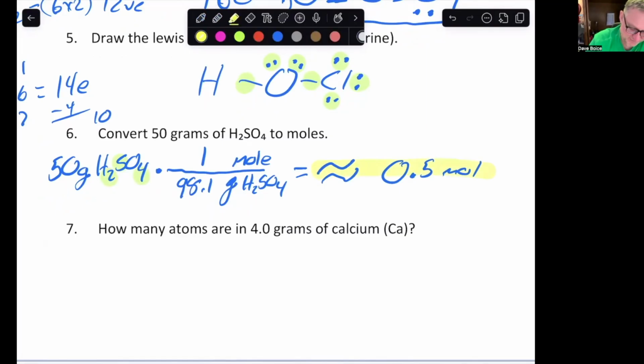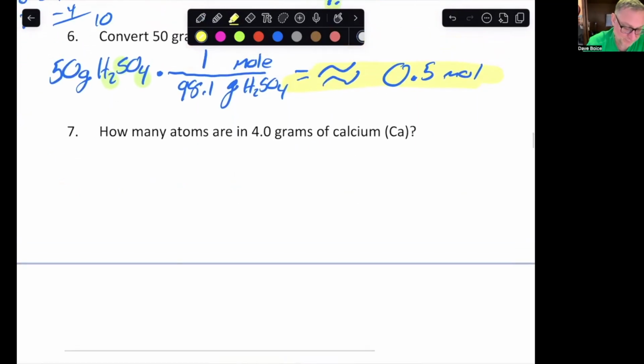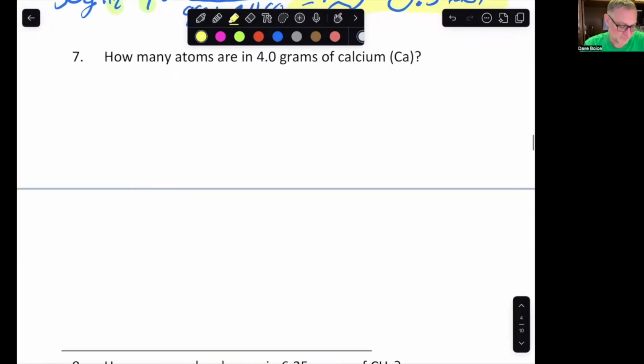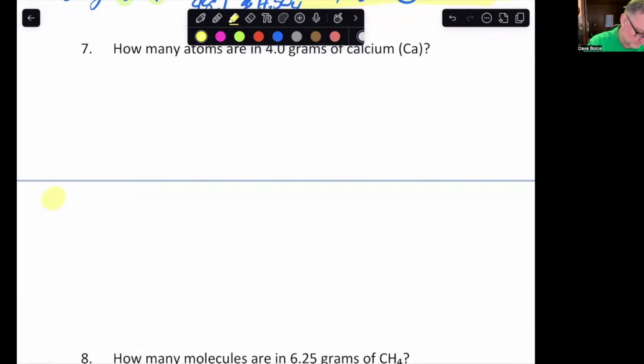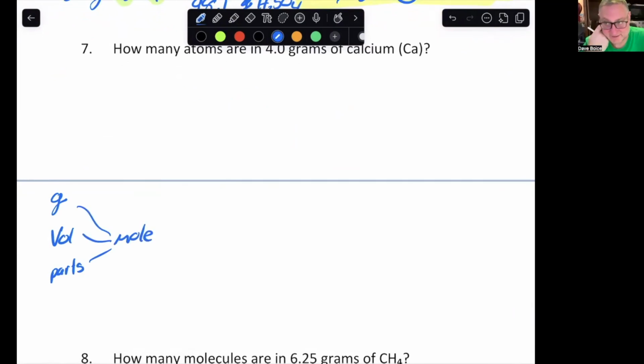Remember, that's an approximation. So put this in the calculator, write this out, make sure you can do this yourself, and write down the actual correct answer. How many atoms are in 4 grams of calcium? Okay, this is important. This is going to be on your test, especially the advanced, is going from a measured quantity to another measured quantity. And when we're doing this, we can go from grams, we can go from volume, we can go from particles, and all of those can go to the mole.